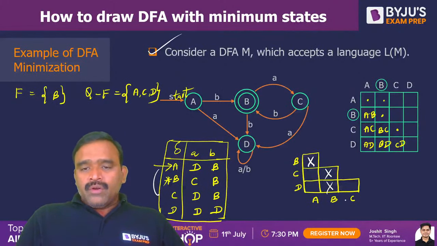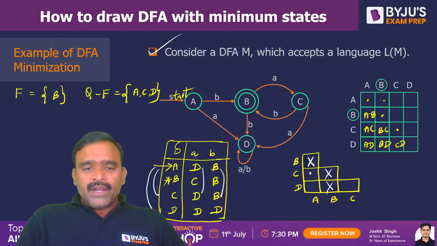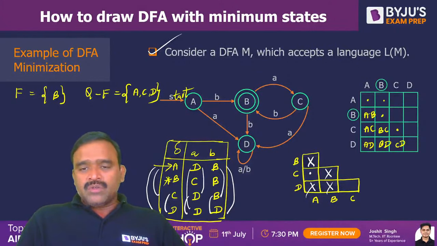Now I am seeing AC. For AC, for input A we got DD, for input B we got BB. So DD, BB pair will not exist, so AC we can't mark. And AD: for input A we got DD, for input B we got BD. BD is marked, that's why AD can be marked. Now CD: on input A, DD; on input B, BD. BD is marked, so we can mark CD. And AC can't be marked because DD, BB is not a pair.